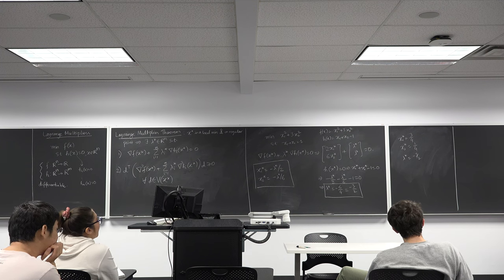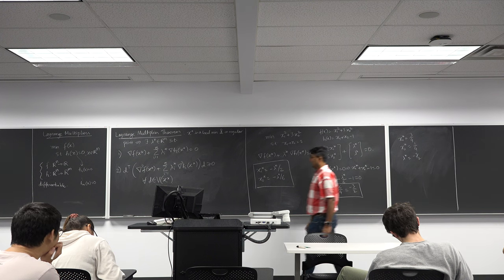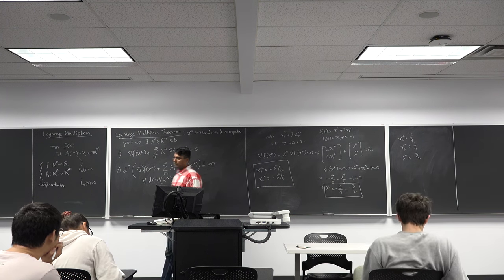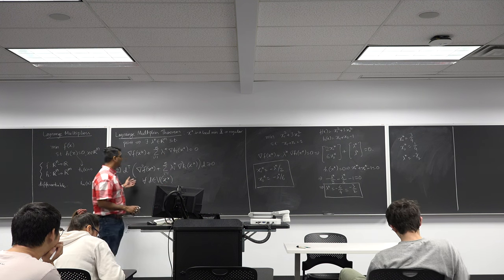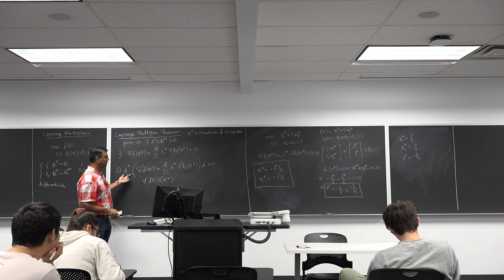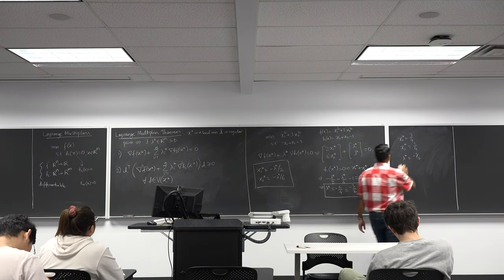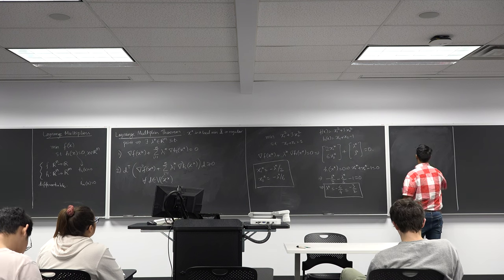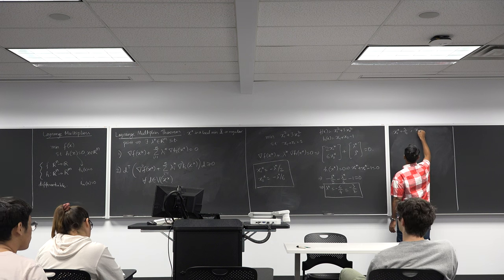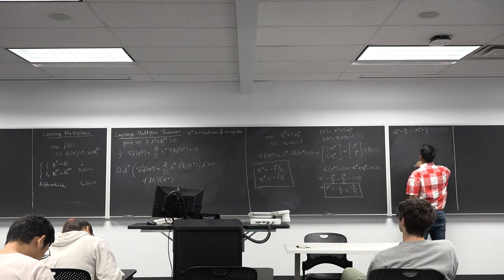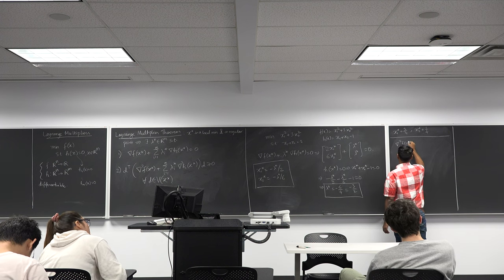Well, it's a candidate for an optimal solution because it satisfies first order necessary condition for optimality. So it's a candidate for local minimum. Does it satisfy this condition? Second condition? Let's check. Let me write it here. So what's my second derivative at x star?